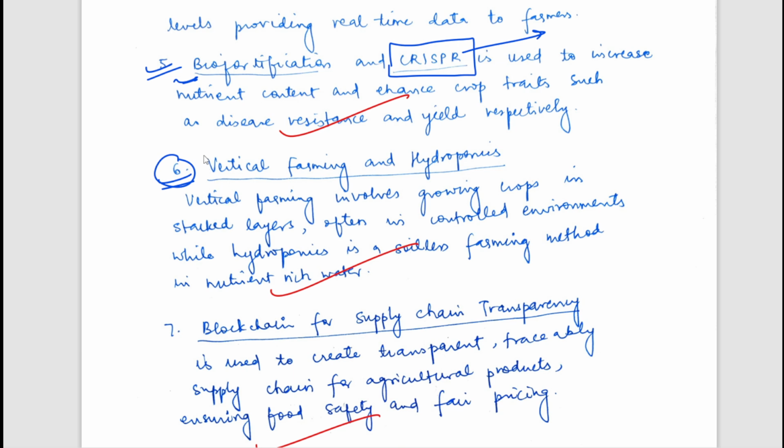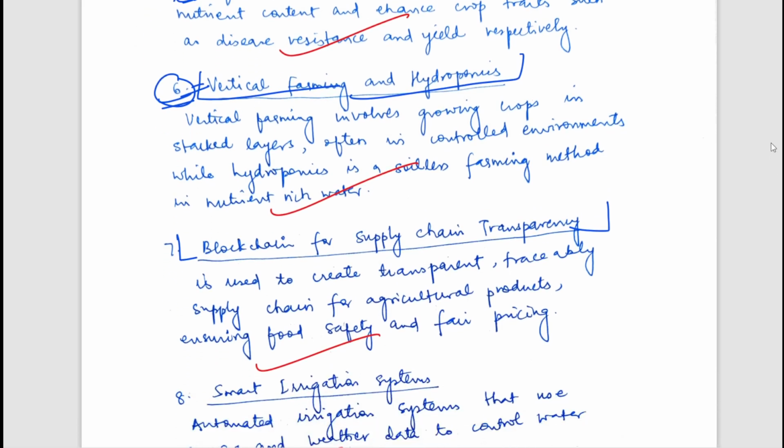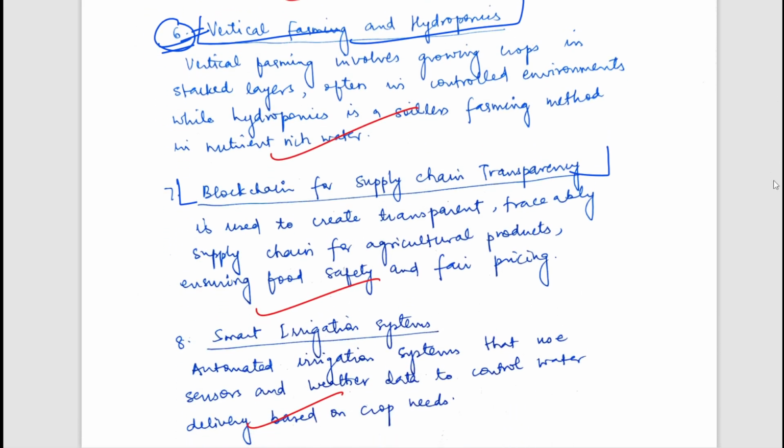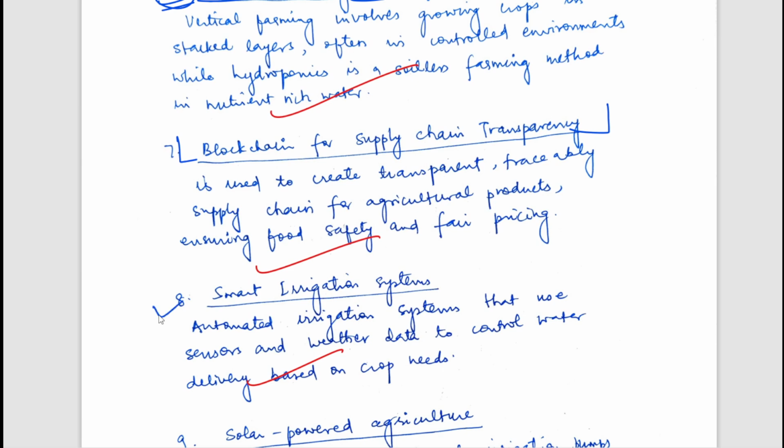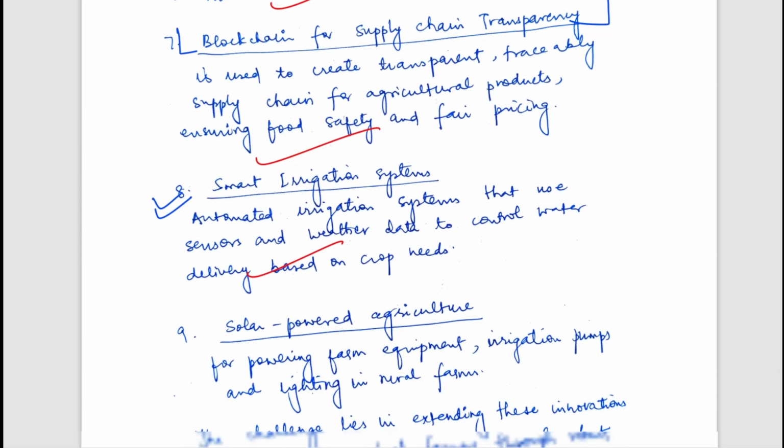Next, vertical farming and hydroponics. This is what we can extend to farmers. Okay, blockchain for supply chain transparency. This again is not to be directly extended to farmers, but it is a good technology. Okay, smart irrigation system. This is what can be extended to farmers.